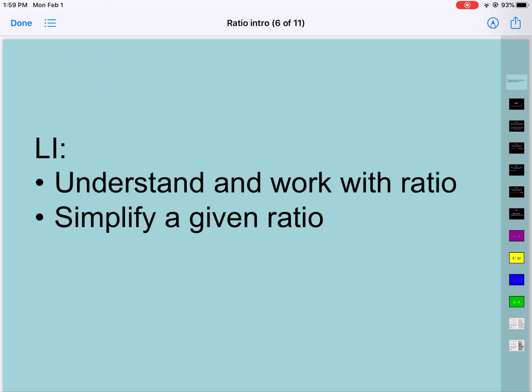Hi everyone, this is a video lesson for anyone who missed the live lesson on Tuesday, or if you just need a wee recap of how to create and simplify ratios.